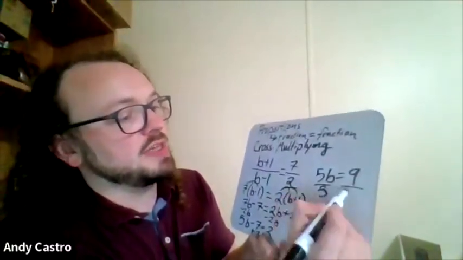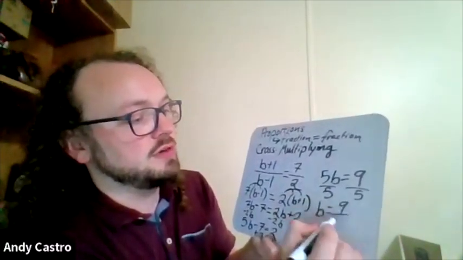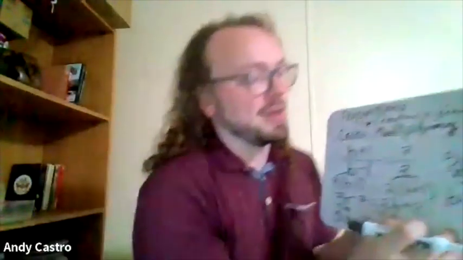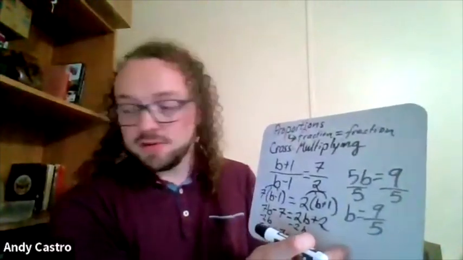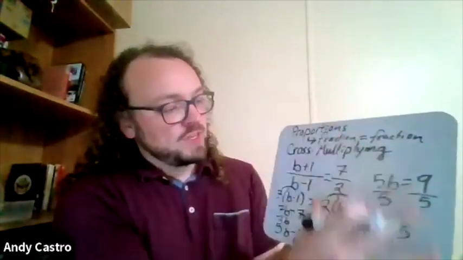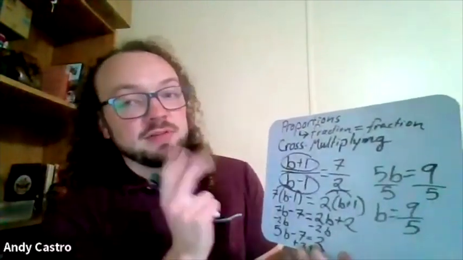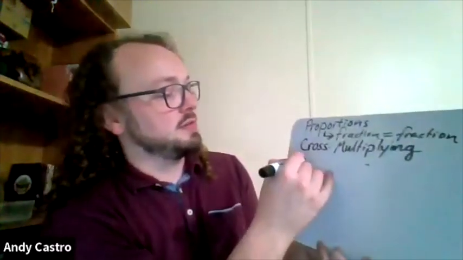And then I divide both sides by 5. b equals 9 over 5, or 1 4/5, or 1.8, if you want to make it a decimal. All right, so I can have the variable in 2 different spots. And those 2 spots for now are either going to look something like what we just did.